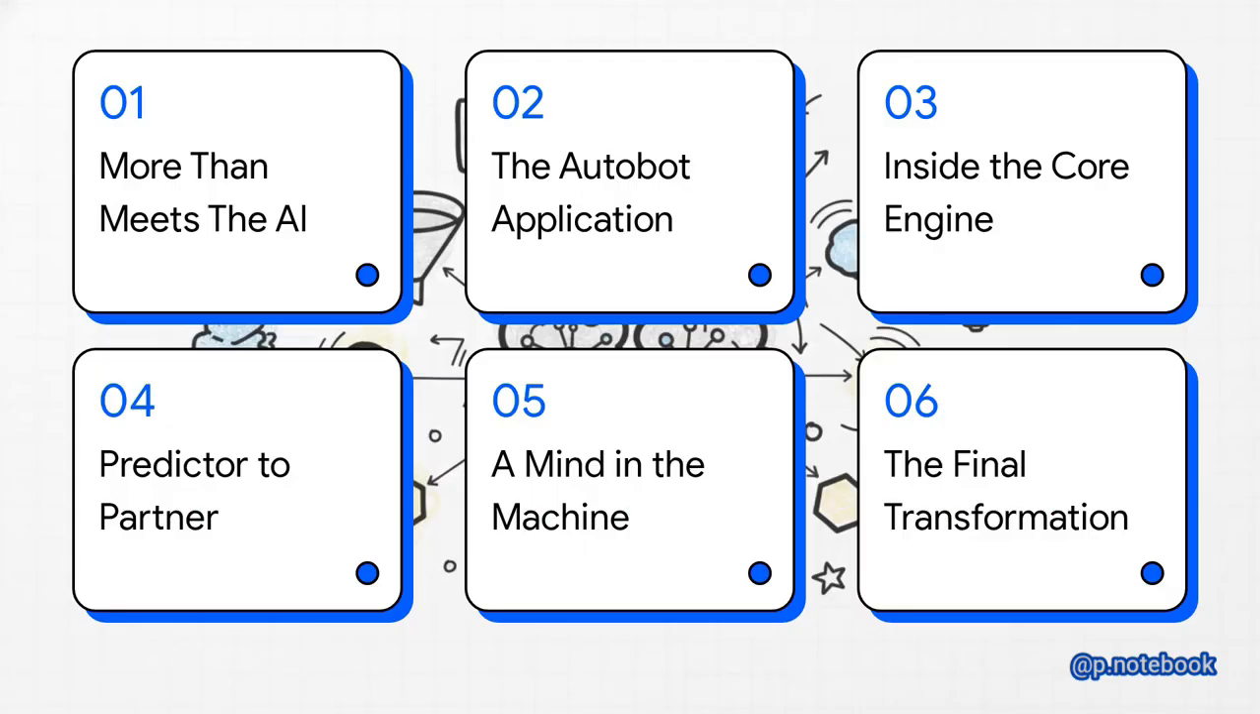So here's our game plan. We'll start by unpacking the machine, then we'll meet the Autobot application. After that, we're going deep inside the core engine. We'll see how it levels up from a simple predictor to a real partner, get a handle on its powers and limits, and then wrap it all up with the final transformation.